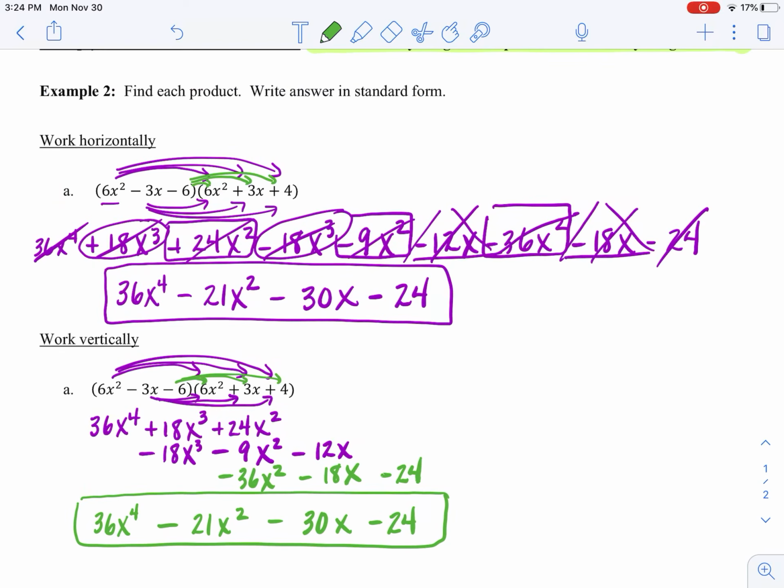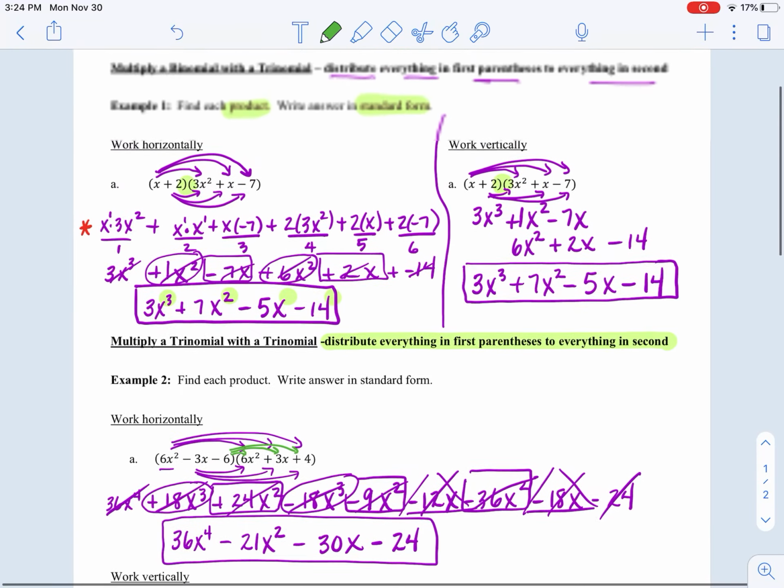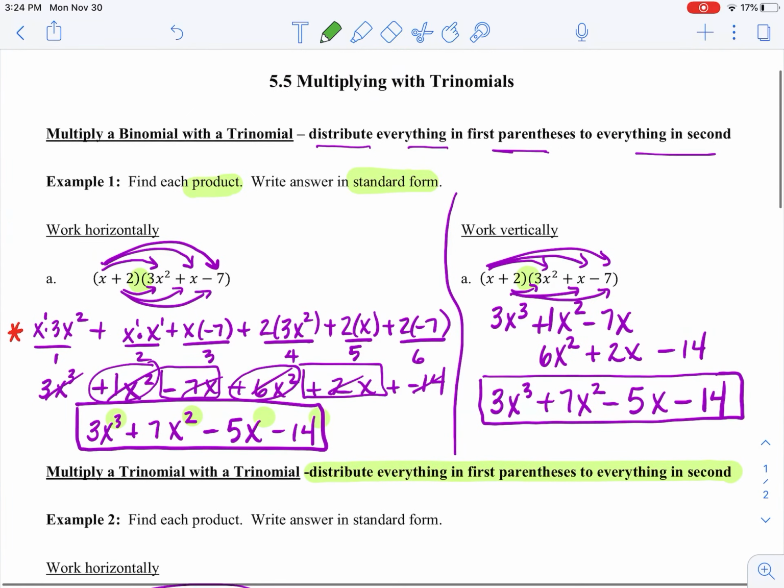It's definitely your choice. But the important thing to remember is that when you have 2 parentheses right next to each other with no symbol in between them, you are finding a product, you are multiplying. And so make sure to distribute everything in the first parenthesis to everything in the second parenthesis.